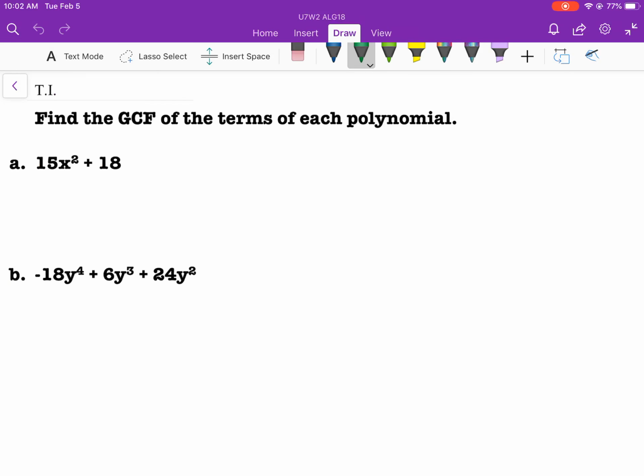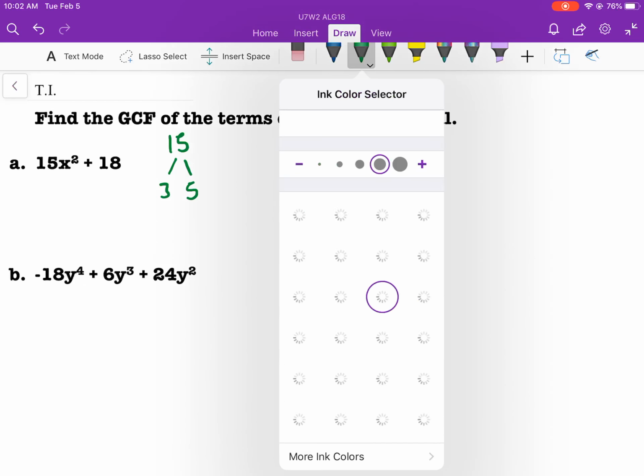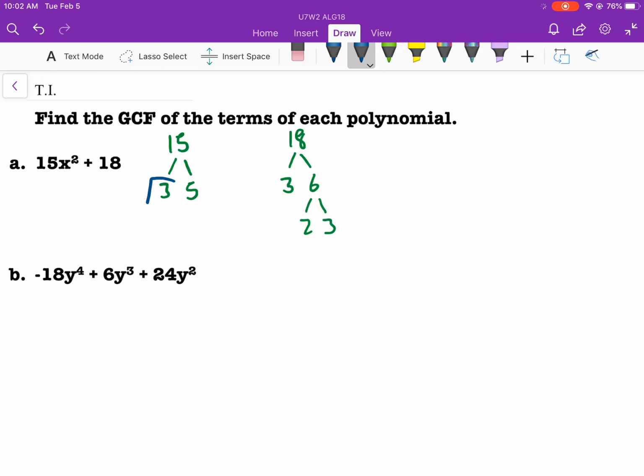Try it. Find the GCF of the terms of each polynomial. If you can't see the GCF of the numbers, make a factor tree, and then it'll become obvious. This is 3 times 5, 18. It's 3 times 6, which is 2 times 3. So you pick out the number that's the same. 3. So 3 is the greatest common factor. Because the 18 doesn't have a variable, then you're done.